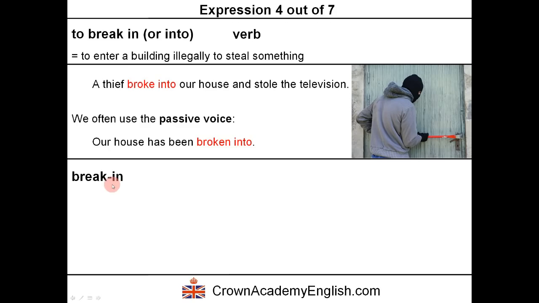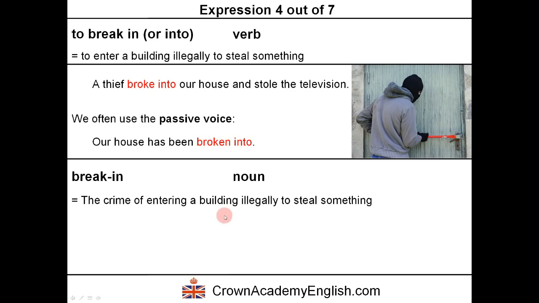Break-in. Notice the hyphen here. We write the hyphen. And this is the same meaning as this, except this is the noun related to the verb. So this is the crime of entering a building illegally to steal something.